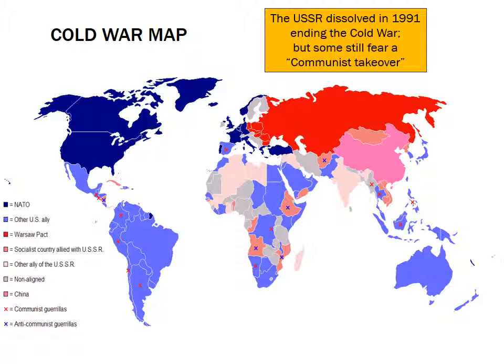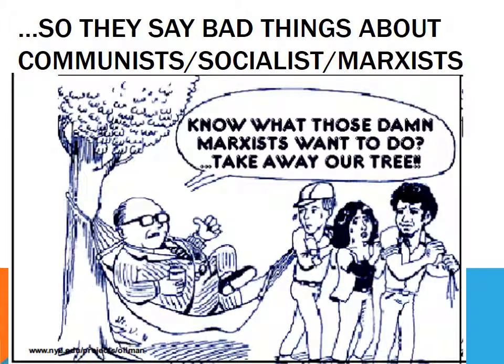As you probably know, the USSR dissolved in 1991, and this ended the Cold War. There was really no one for the United States to compete with anymore because they had their own internal problems over the Soviet Union. However, because we had such strong propaganda during the Cold War, there are a lot of people who still fear this communist takeover. So they say bad things about communists and socialists and Marxists, as is demonstrated in this cartoon. It says, you know what those damn Marxists want to do? Take away our tree, as these three people are holding up the hammock for him.